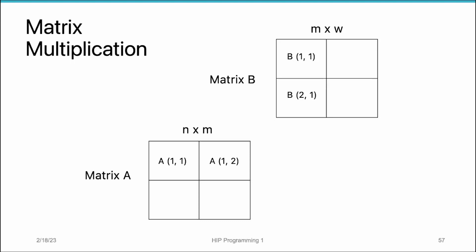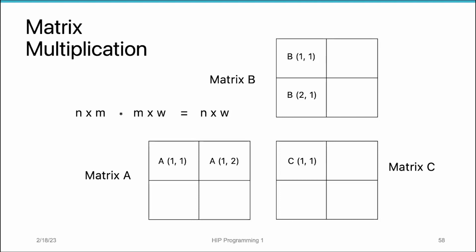Suppose we have two matrices A and B. Matrix A has n rows and m columns, and matrix B has m rows and w columns. After multiplying the matrices A and B, the resulting matrix will have the number of rows equal to the number of rows in matrix A and the number of columns equal to the number of columns in matrix B. In this particular case, the resulting matrix C will have n rows and w columns.